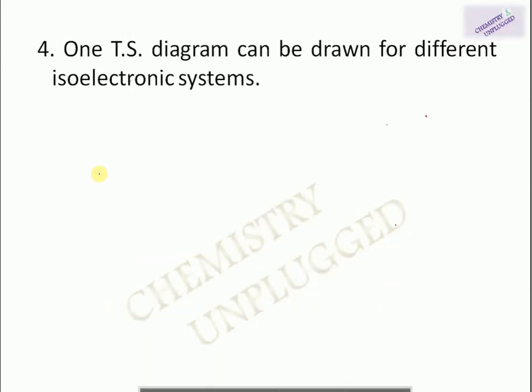Then we will take some more important points about this. The fourth point is, one TS diagram can be drawn for different isoelectronic systems. Means suppose you have aqua complex of vanadium, in which vanadium is in 3+ state, and you have another complex, so these two complexes are isoelectronic because in both cases we have d2 electronic configuration. So TS diagram will be same, but the value of B will be different. The pattern of splitting will be same, but the value of B, Racah parameter, will be different.